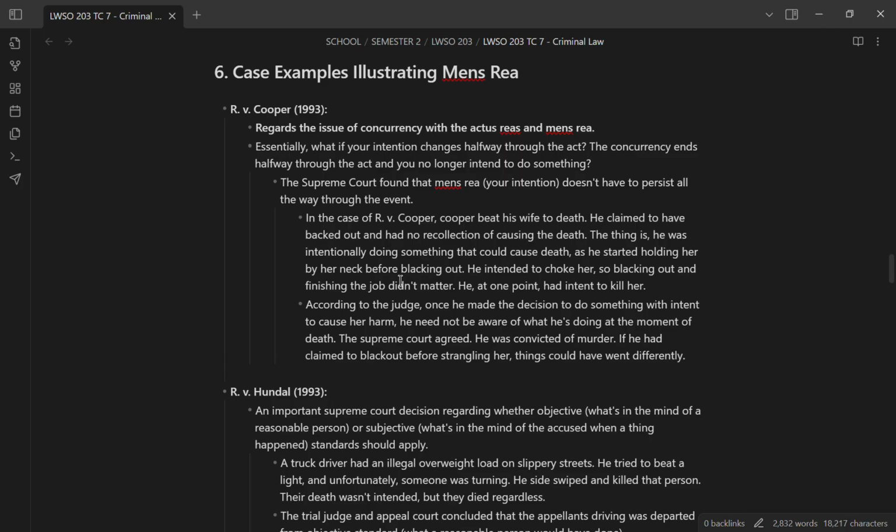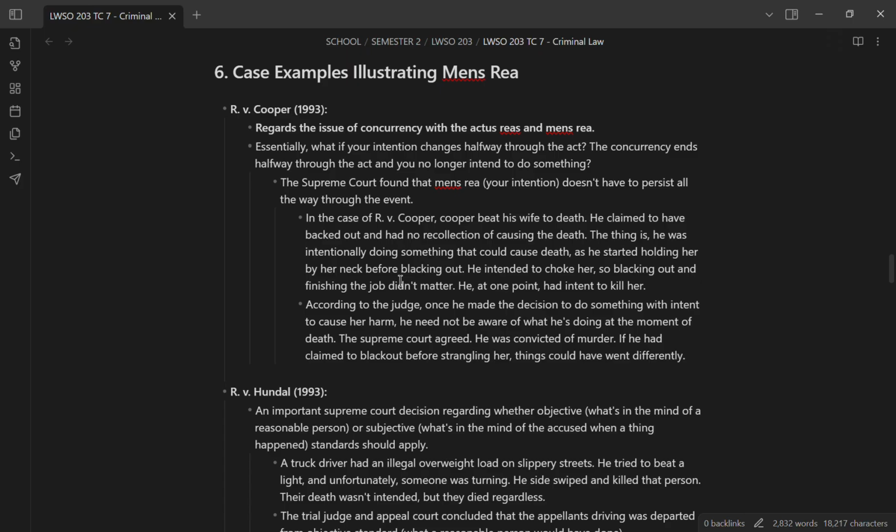So he started holding her neck. For example, he was choking her out. And he was doing that, by omission or by admission, before blacking out. So he intended to choke her clearly. The intent is there. So blacking out and finishing the job didn't matter. He at one point had intent to kill her, and that's what counts.